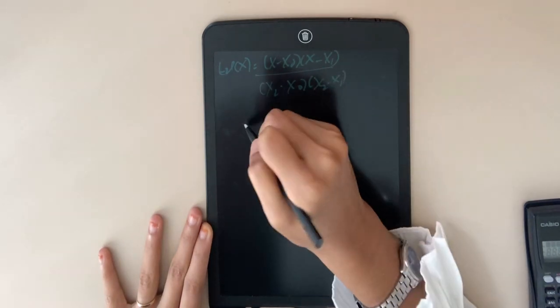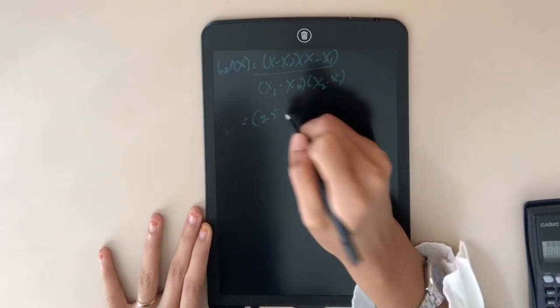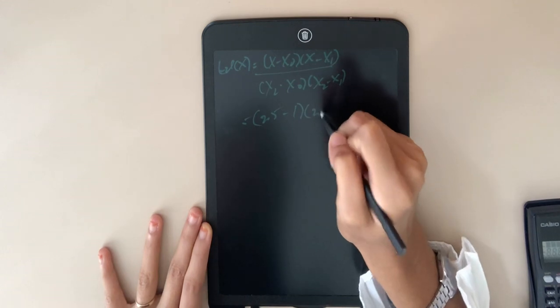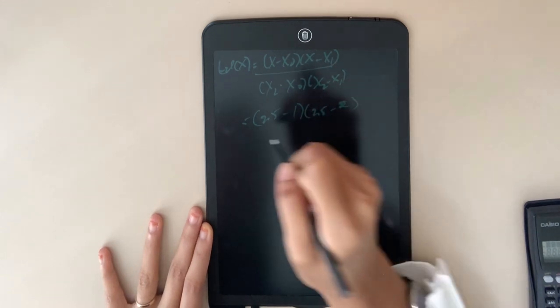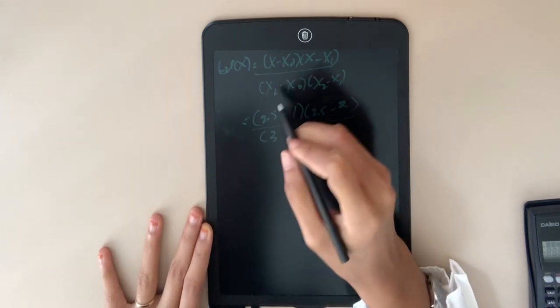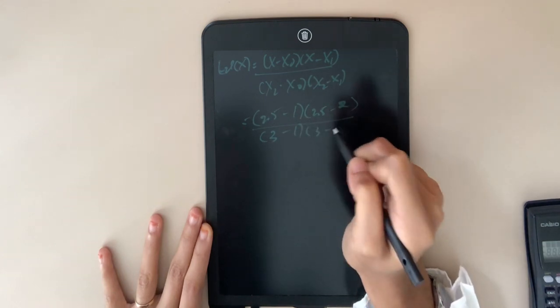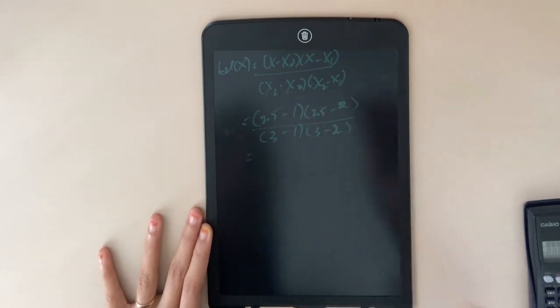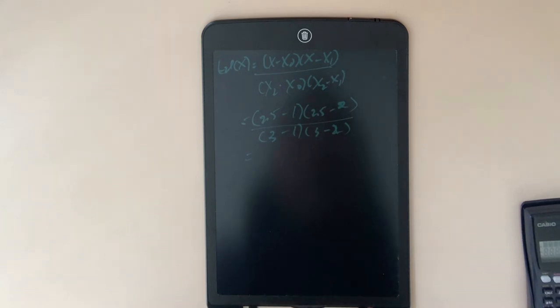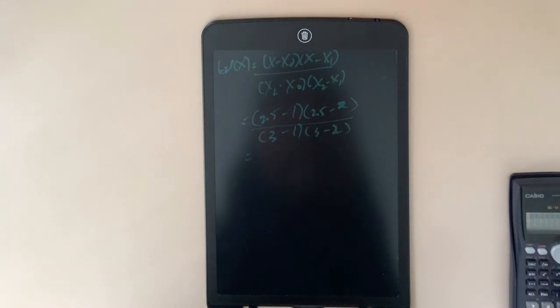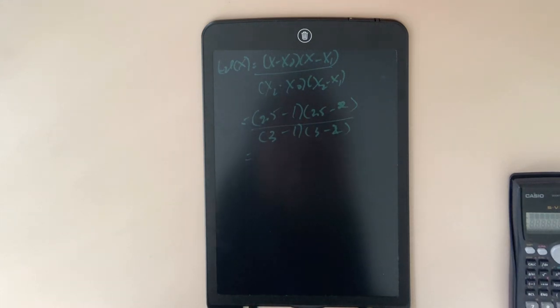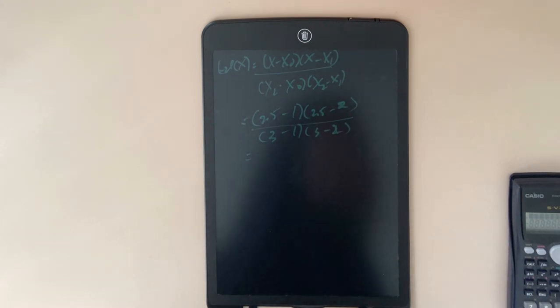Okay, and then for L2, x minus x0, x minus x1 over x2 minus x0, x2 minus x1. Substitute the value that you have here: 2.5 minus 1, 2.5 minus 2, 3 minus 1, 3 minus 2. So 1.5 times 0.5, positive 0.75, over 3 minus 2, over 2. So 0.375.